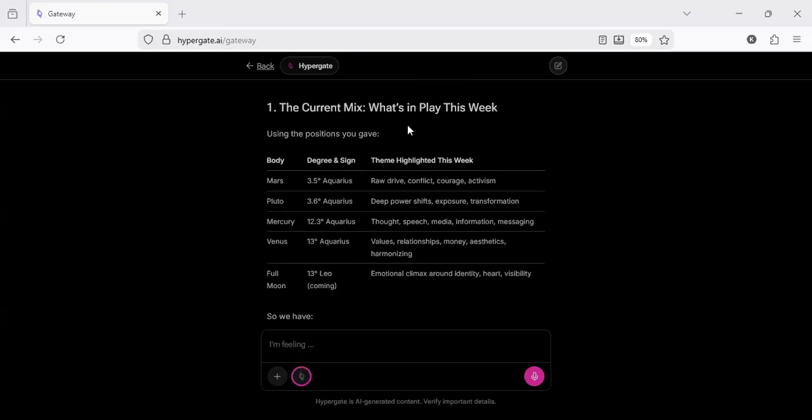What's in this mix? We've got Mars, Pluto, and Aquarius, and it says here raw drive, conflict, courage, activism, deep power shifts, exposure, transformation. All right, now Mercury is here, which is going to conjunct Venus: thought, speech, media, information, messaging. So all of that's going to be activated. Values, relationships, money, aesthetics, harmonizing. Bingo. And then we've got a full moon opposing this, so it's reflecting it. Emotional climax around identity, Leo, right? The heart, visibility. So all the Leo themes are going to be activated.